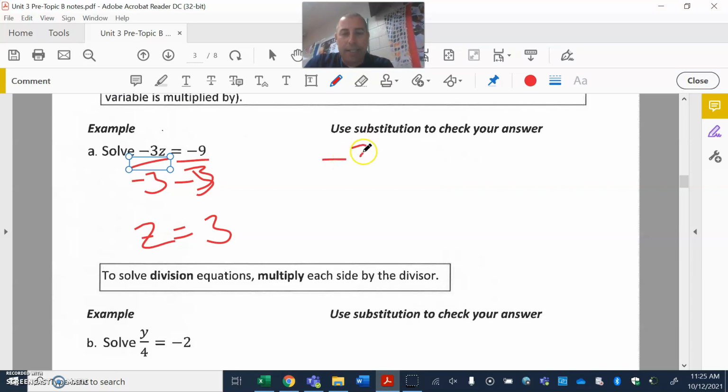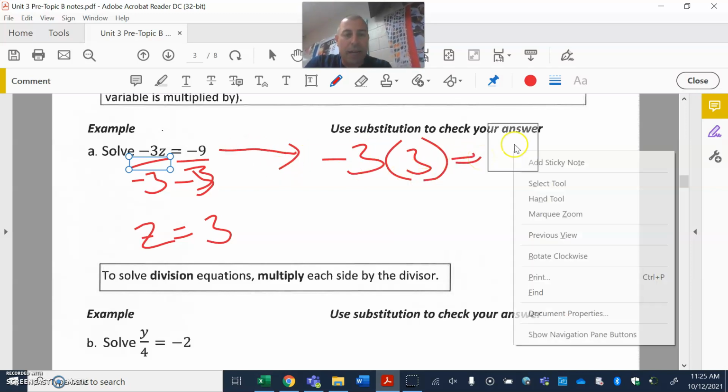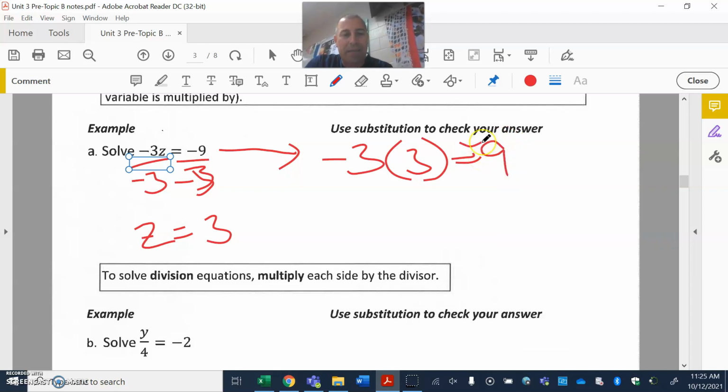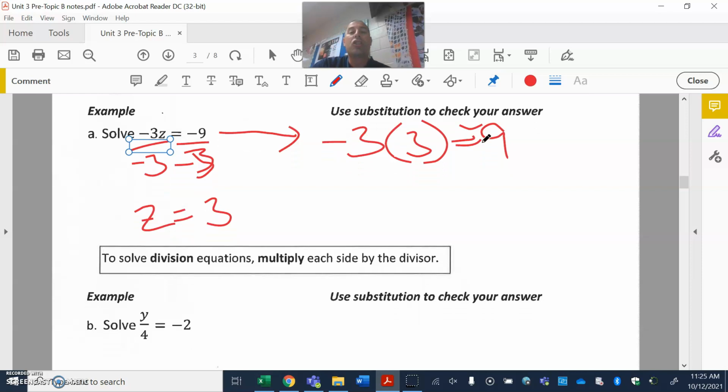Substitution, all right, let's see. If you plug in a 3, that's there. And again, we're just grabbing it right over there. If I do negative 3 times 3, do I get a negative 9? And sure enough, yes, we do. All right, so we do want to notice we are working under every single time. Addition and subtraction went under. Showing our division with our fraction bar went under.